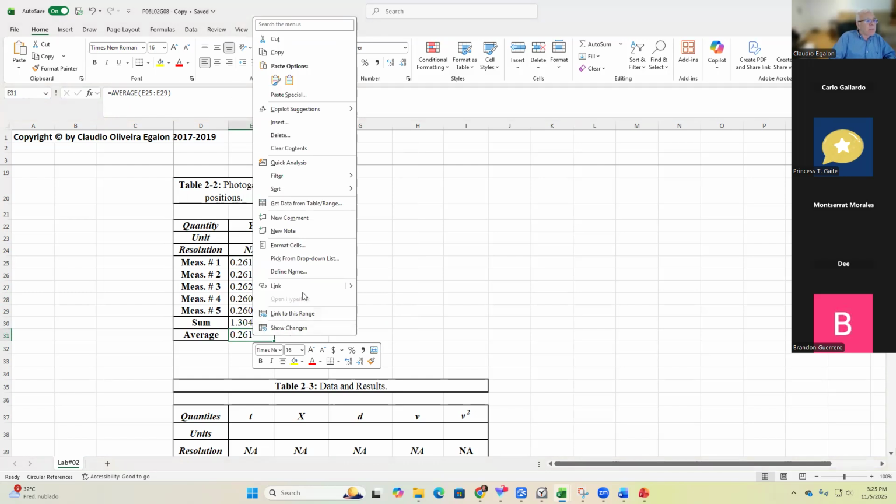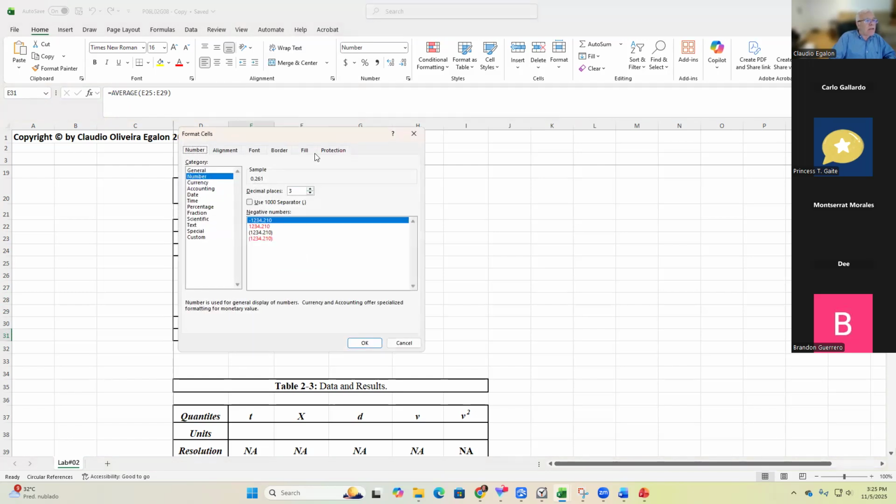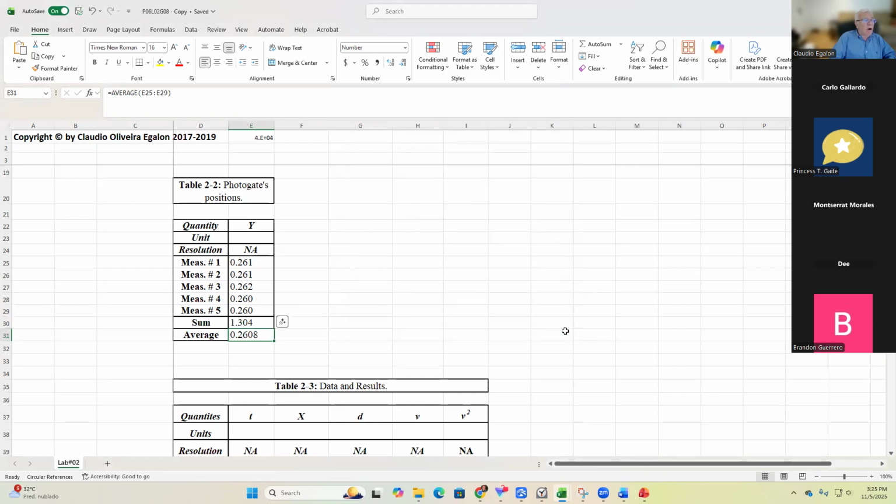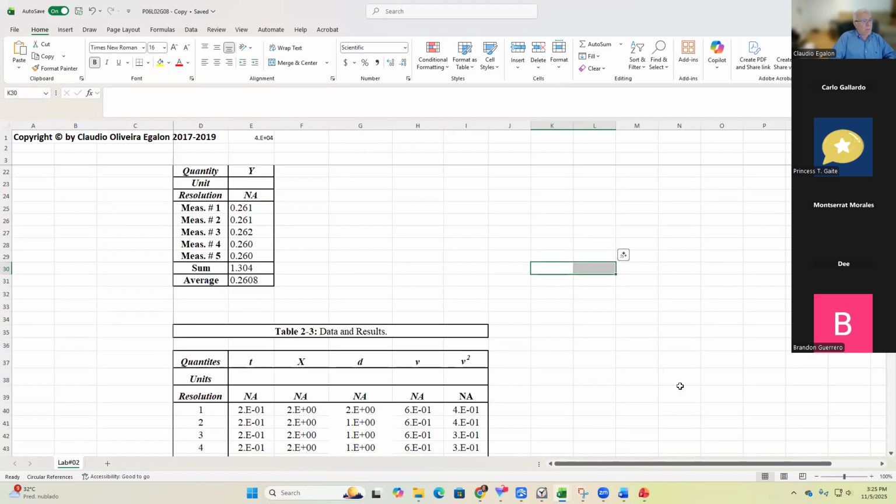Isn't that nice? Okay, so by repeating an experiment several times, you may end up increasing your number of significant digits. That's a nice example for you to keep in mind, okay?